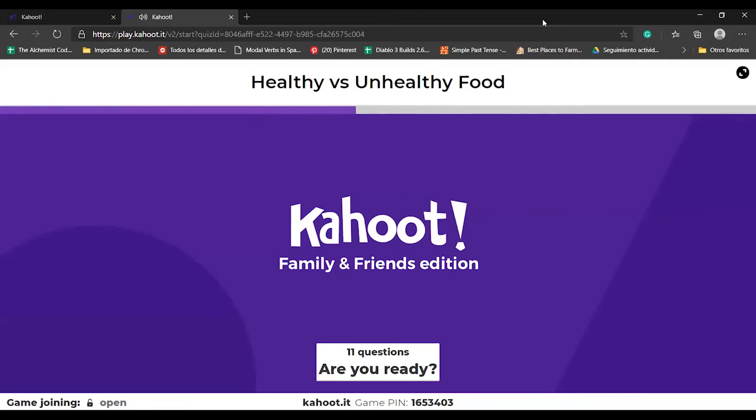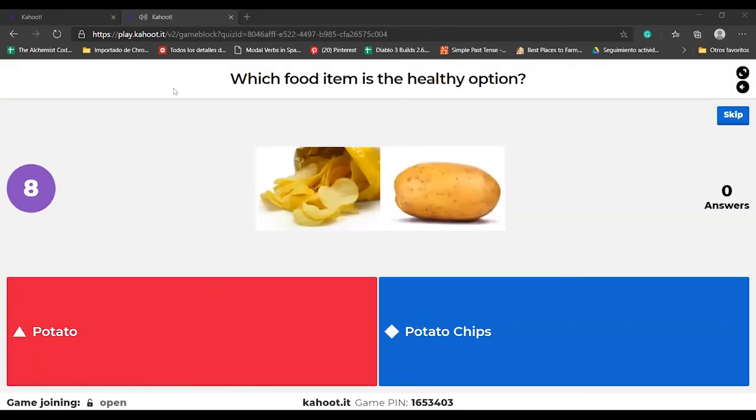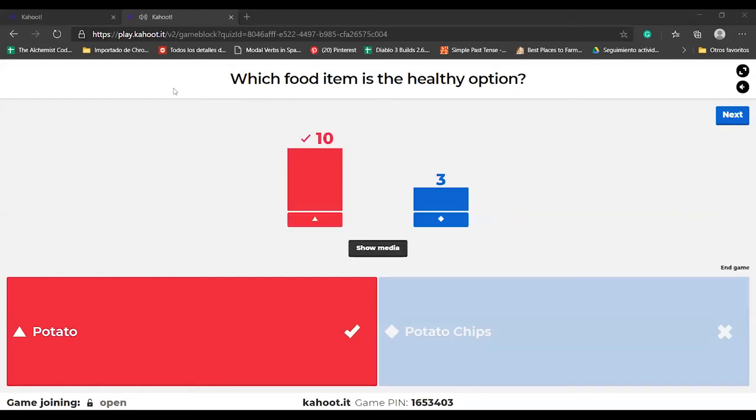So the first question. Okay, so which food item is the healthy option? ¿Cuál es la opción saludable? A potato or a potato chip? Sorry, a potato chip. Potato or potato chip? Excellent, a potato. Well done. Anyways, Valeria, Matías, and Catalina. Well done, Catalina Moena.